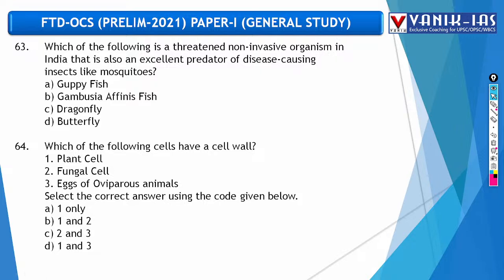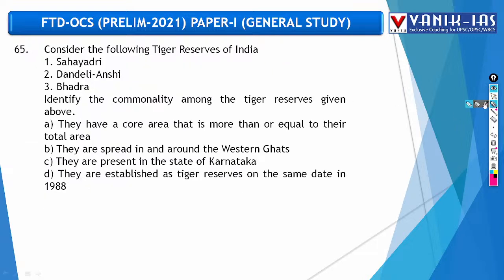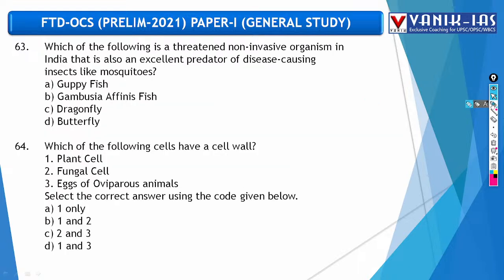Next, which of the following is threatened? A non-invasive organism in India that is also an excellent predator of disease-causing insects like mosquitoes. Non-invasive means not coming from a foreign land; that would be invasive. It is the dragonfly, an excellent predator of disease-causing insects like mosquitoes.